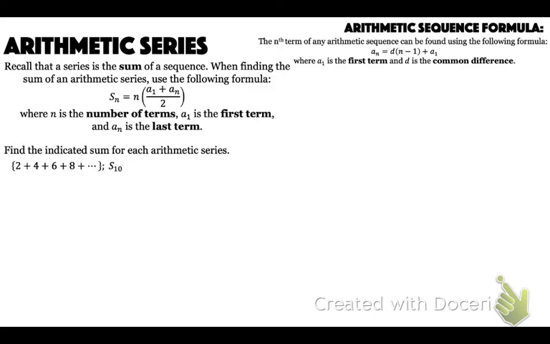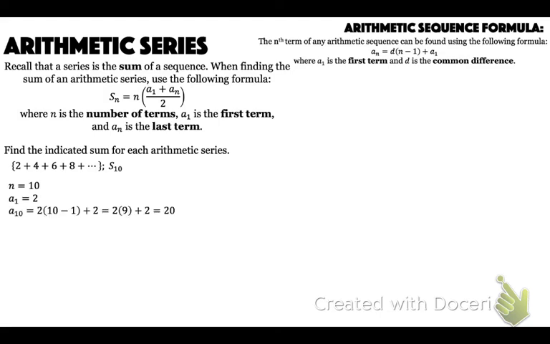So if I'm given this right here, 2, 4, 6, 8, and so on, and I want to find S sub 10. Well, I know that n is 10 because they told us. a sub 1 is 2. So let's first figure out what the 10th term is, and we can use our formula up here. Or you could also just keep adding 2 and figure out what the 10th term is. This one's not too hard.